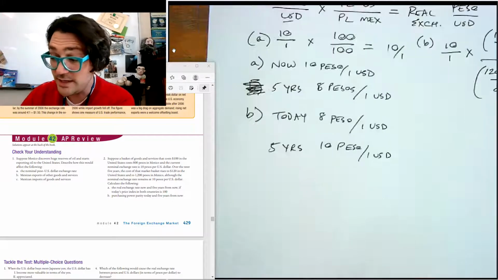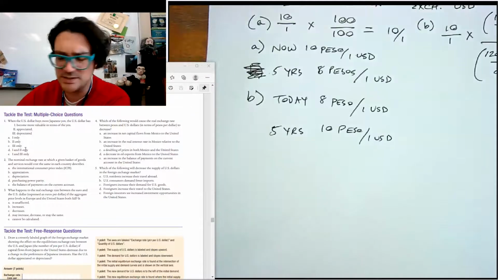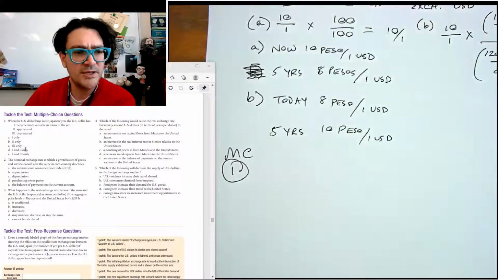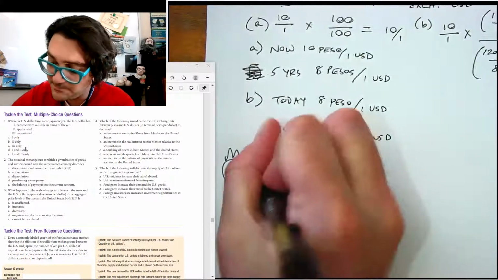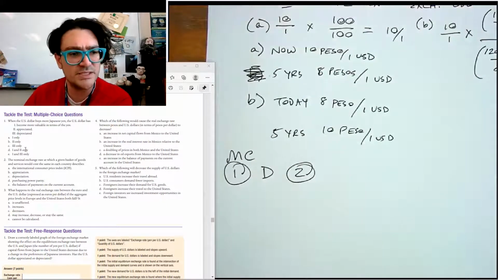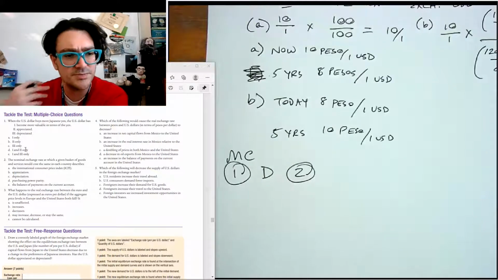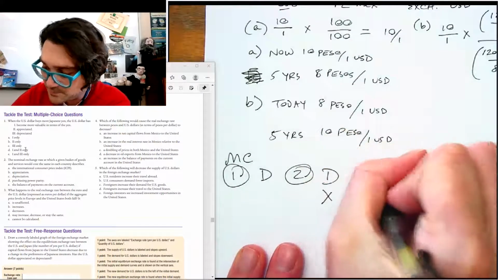So, all right, now all of that, let's do some multiple choice. Like I said, this is kind of a technical one. So MC number 1, when the dollar buys more yen, the dollar has appreciated and it also has become more valuable. So 1 and 2 only, D. Number 2, the nominal exchange rate at which a given basket of goods and services costs the same in each country. That's just purchasing power parity. It just means that it's across the two. That's not going to show up on your quiz.